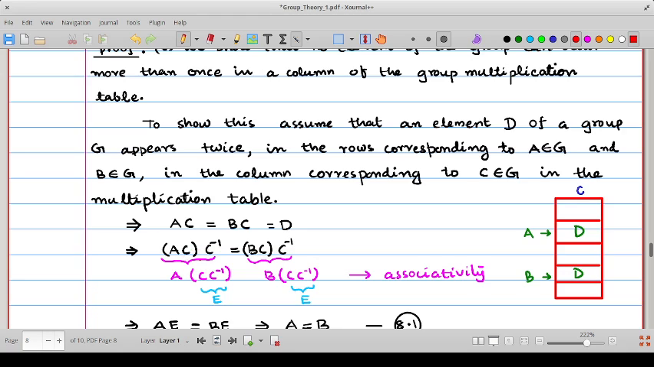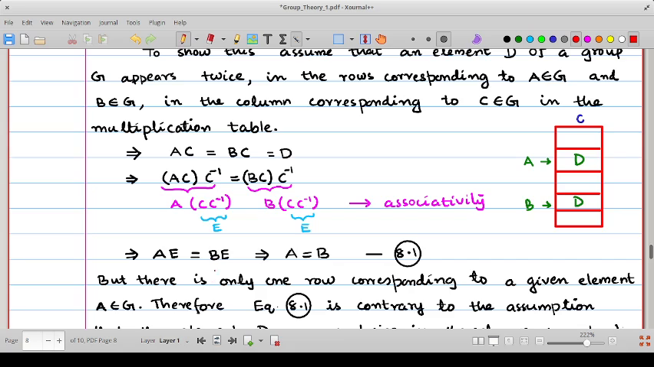Now because the group multiplication is associative, we can first take the product of C with C inverse and then take the product of the result with A. But when we do that, we note that C times C inverse is the identity element and A times the identity element is simply A. And similarly, on the right hand side, we can first take the product of C with C inverse, but C C inverse is identity, and now we take the product of that result with B. So B times E, but B times E is simply B. So this means that on the left hand side we get A and on the right hand side we get B, and A is equal to B.